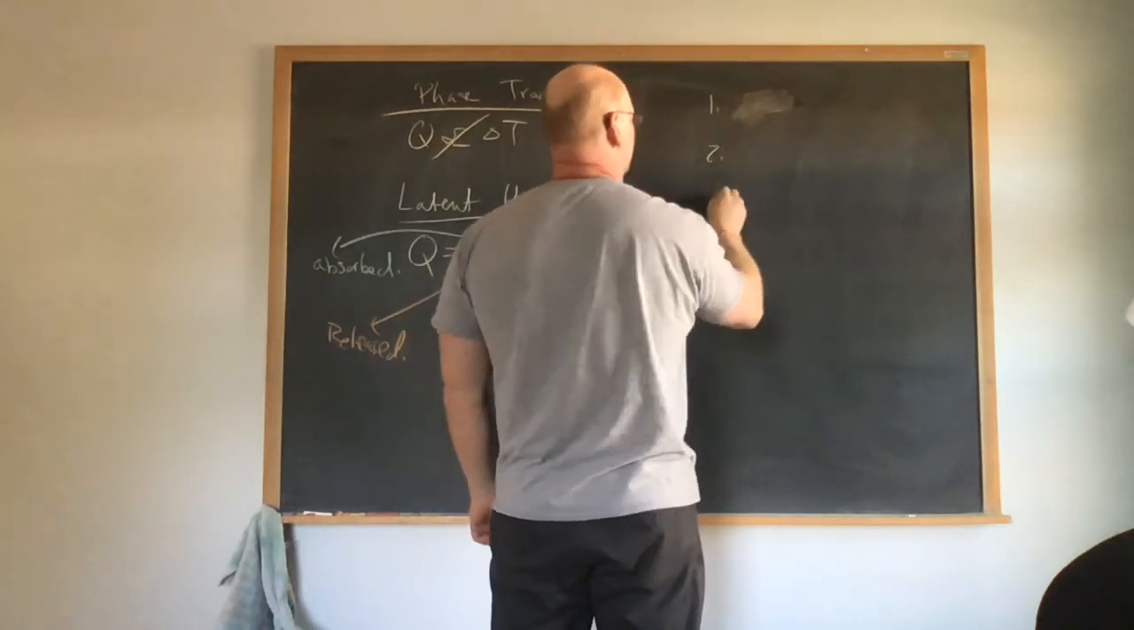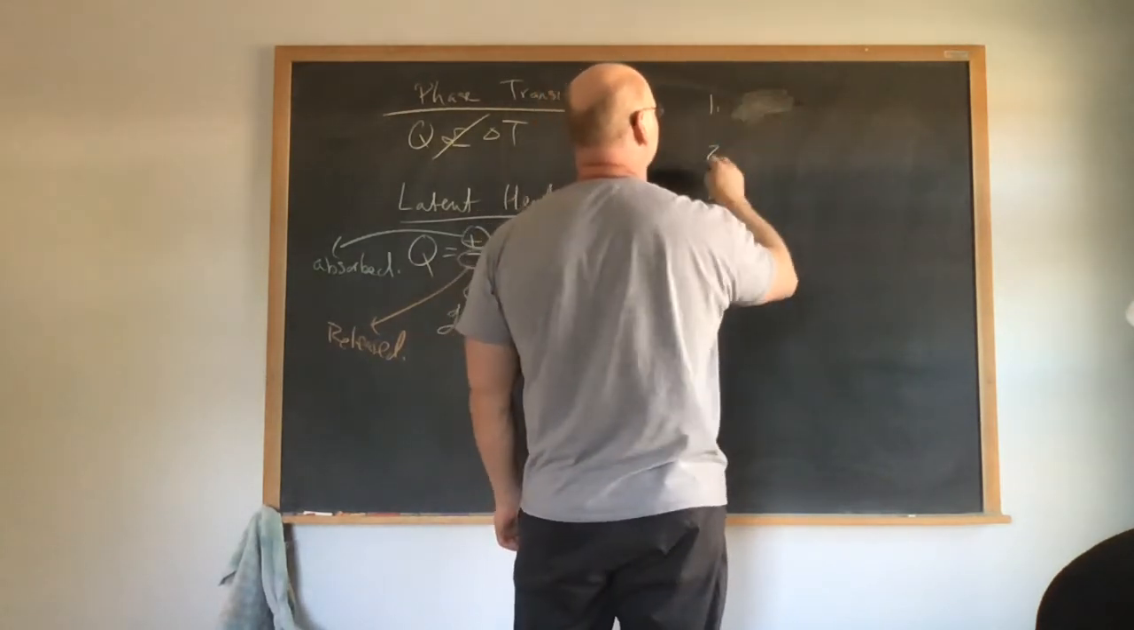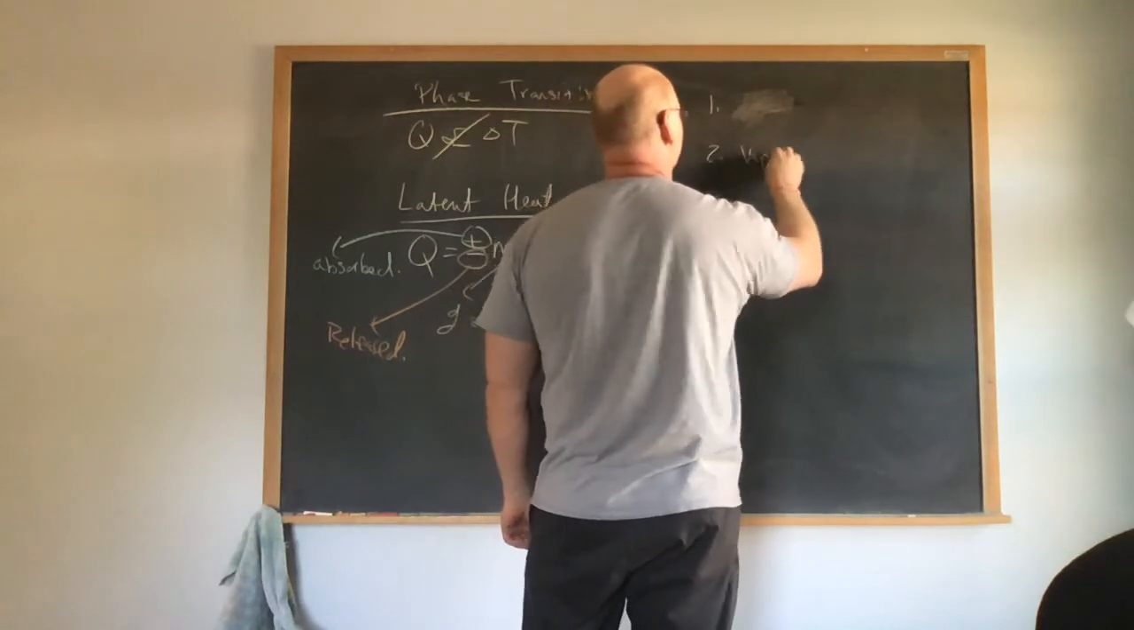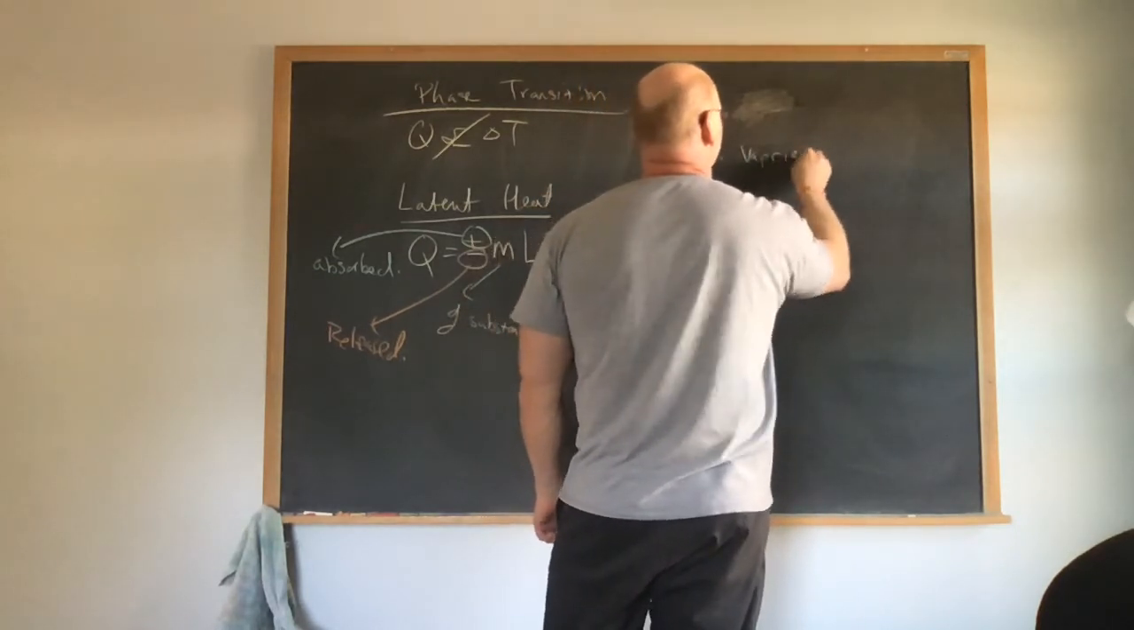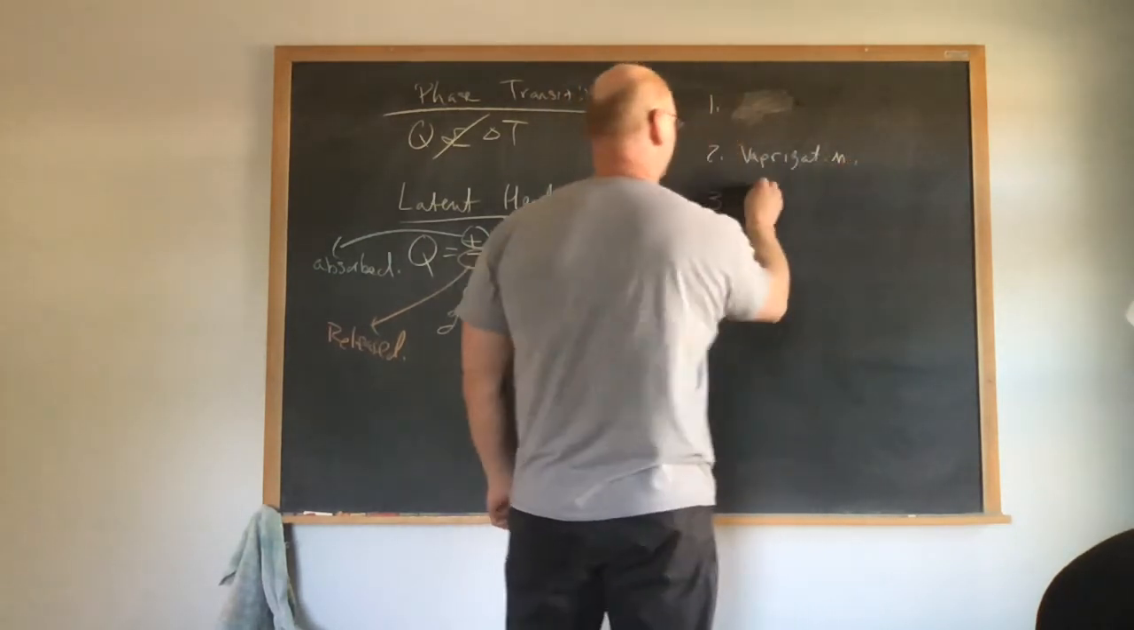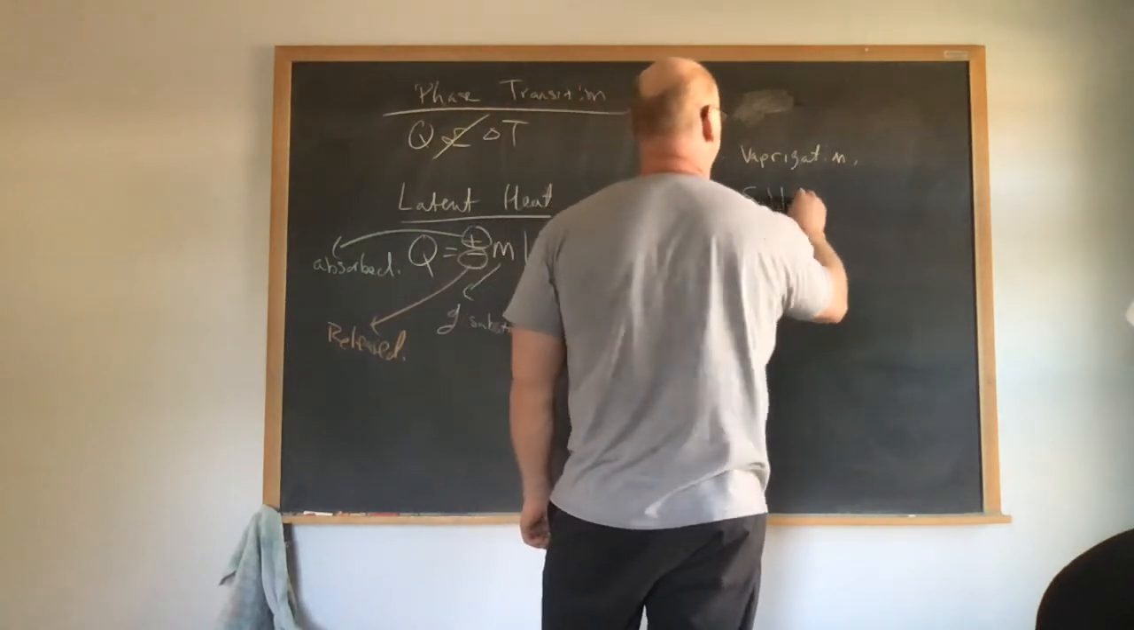So let's see. So the 3 types. So we have the latent heat of vaporization. Write that one down. Vaporization. The latent heat of sublimation.